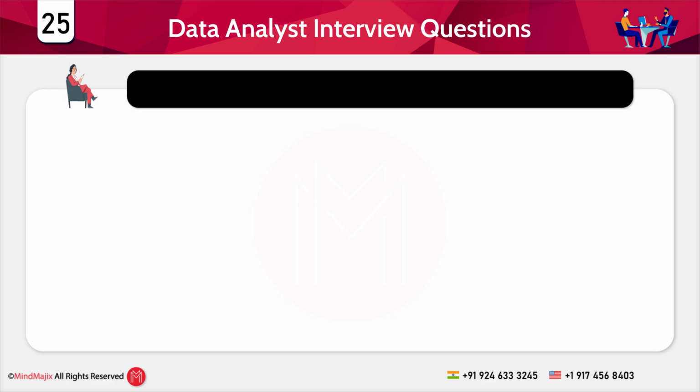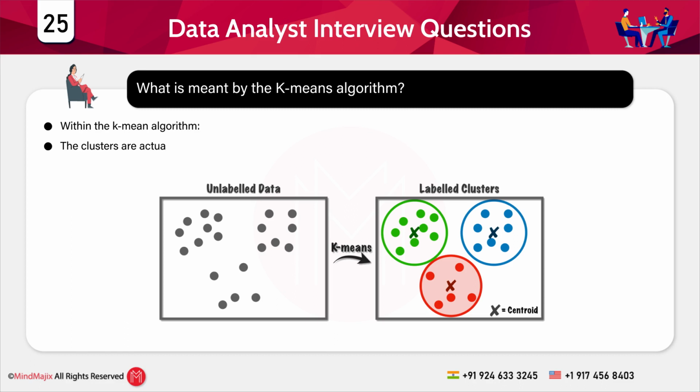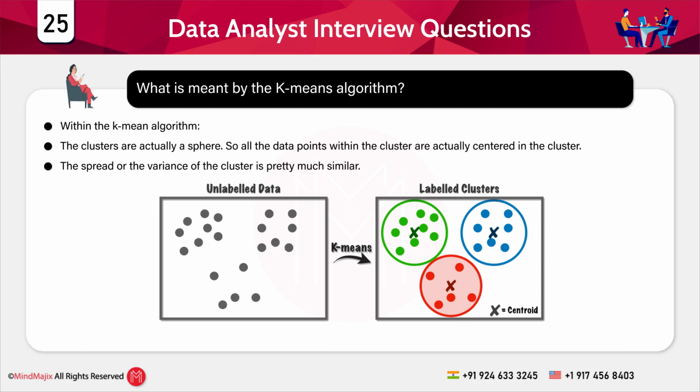The next important question is, what is meant by K-means algorithm? So guys, K-means clustering is an unsupervised learning algorithm that is used to solve clustering problems in machine learning or data science. The K-means algorithm is one of the famous partitioning methods as well. Within this, the objects belong to a specific K group. Within the K-means algorithm, the clusters are actually a sphere. All of the data points within the cluster are centered in the cluster. The spread or the variance of the cluster is pretty much similar.